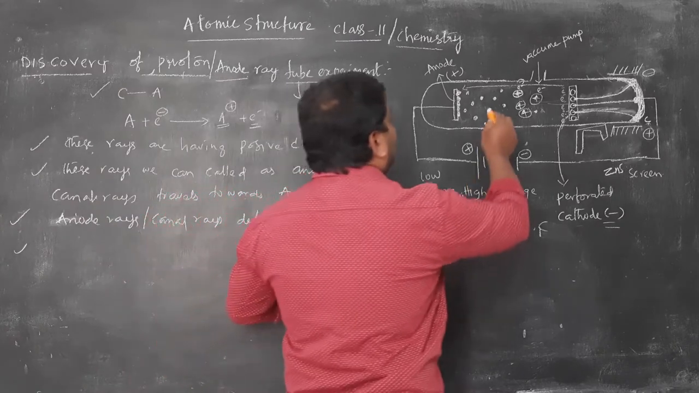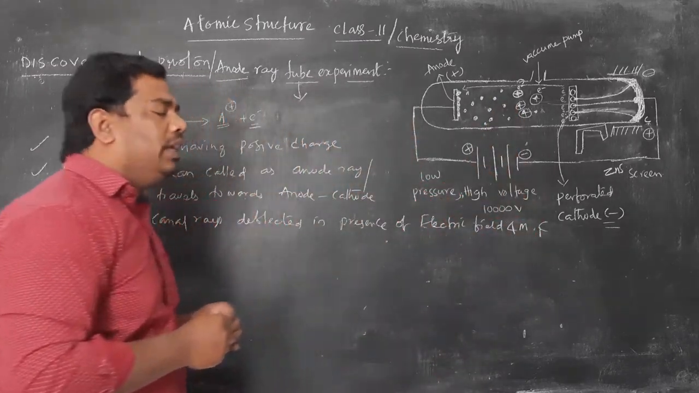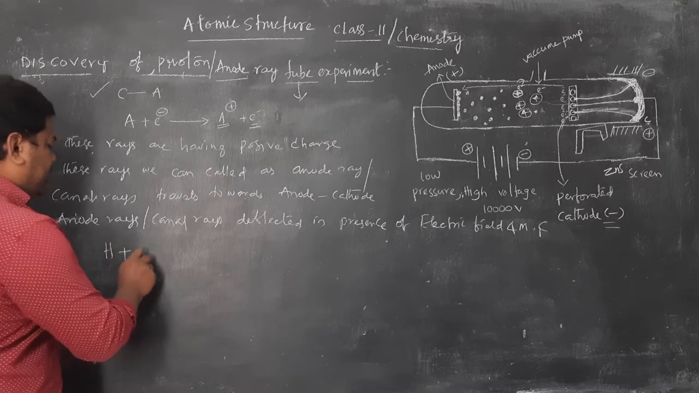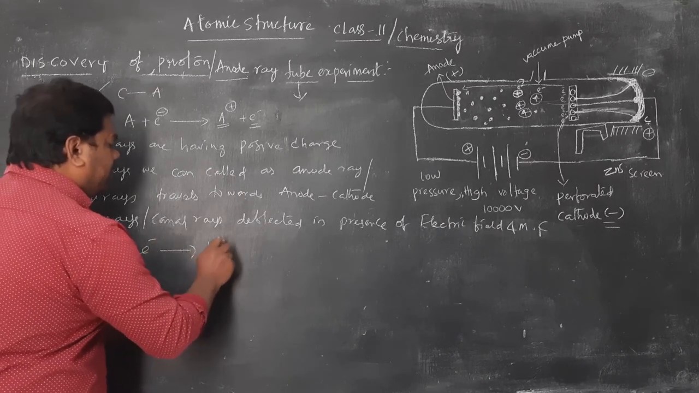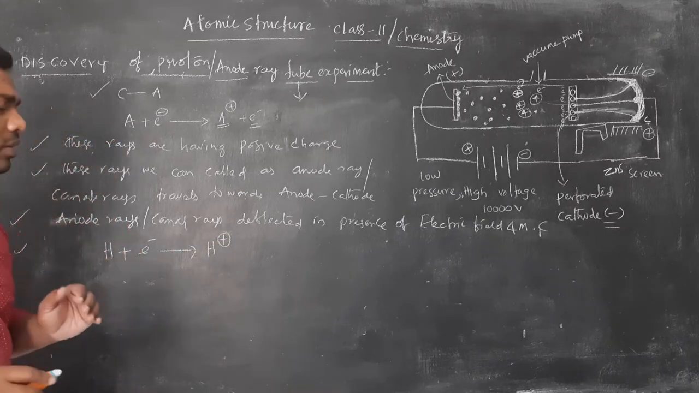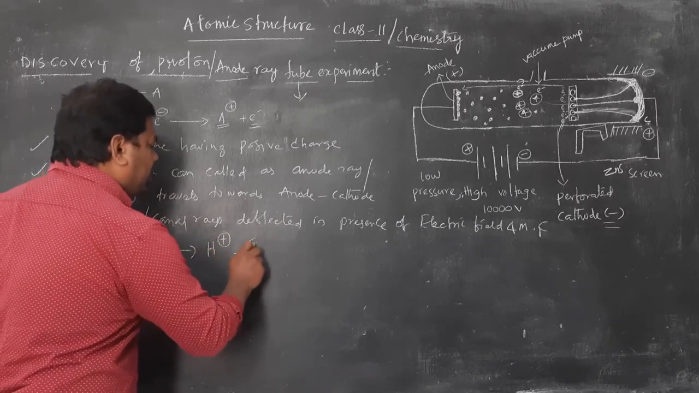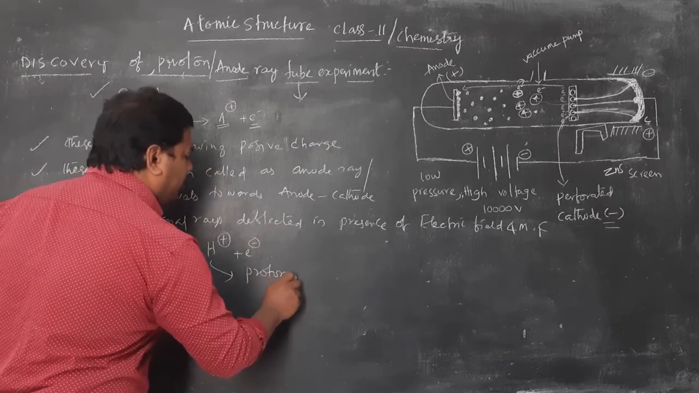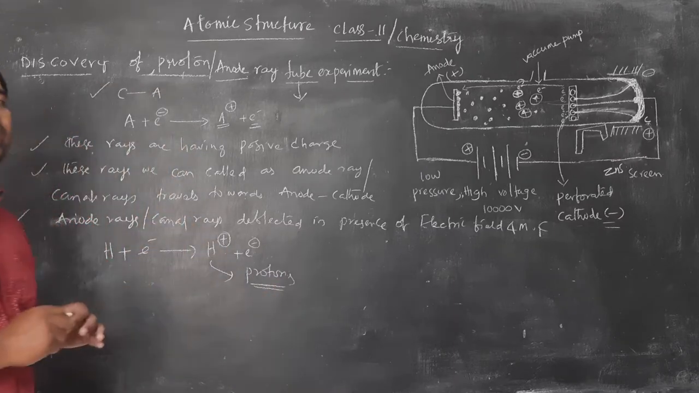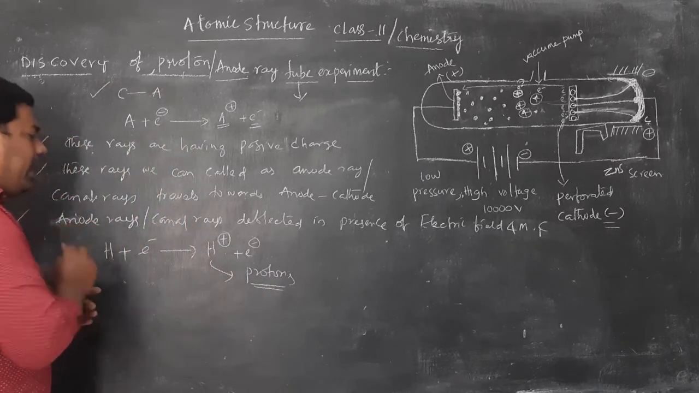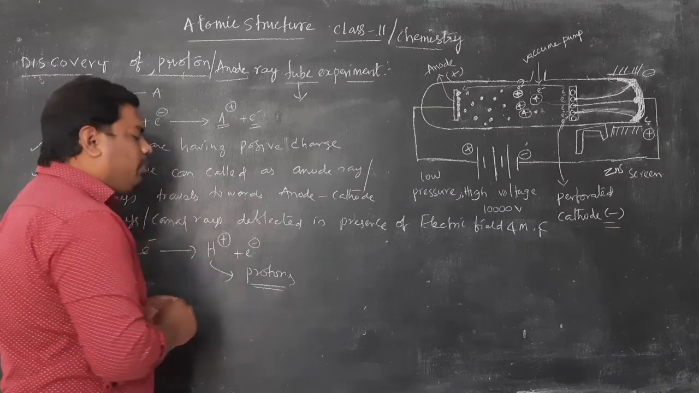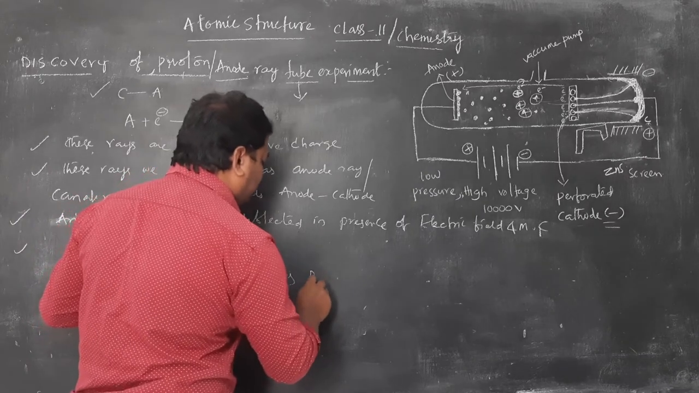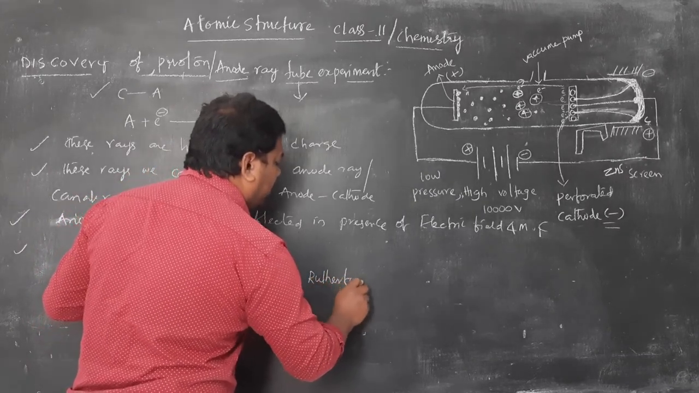For example, we take hydrogen gas inside the tube. These hydrogen gas atoms are struck by electrons and liberate H plus particles. The hydrogen with a positive charge, this H plus, we call protons, which come from the hydrogen gas. The name proton was suggested by Rutherford.